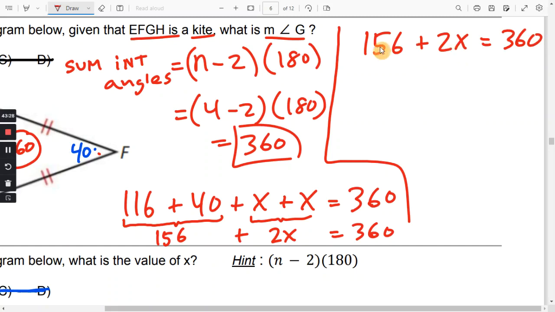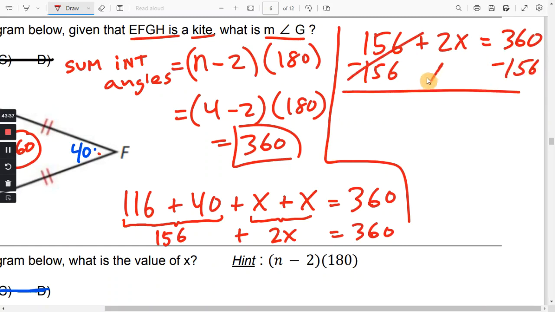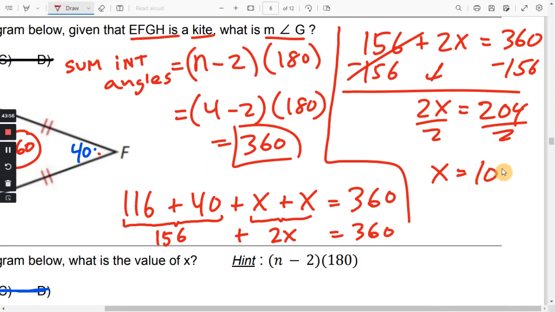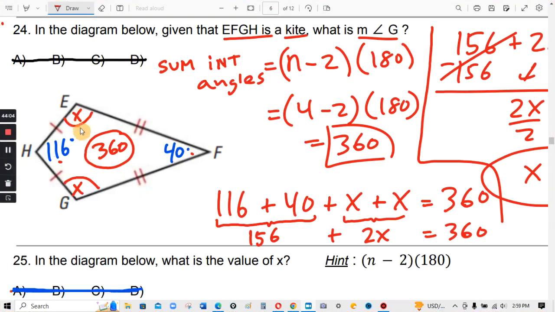Solving for x, the opposite of plus 156 is minus 156. It cancels here. Bring down your 2x. 360 minus 156 is 204. X is times 2, the opposite is divided by 2. So x is just 102. And that's in degrees. If you want to double check, you'd plug in 102 for x and add up all four. It should equal 360.